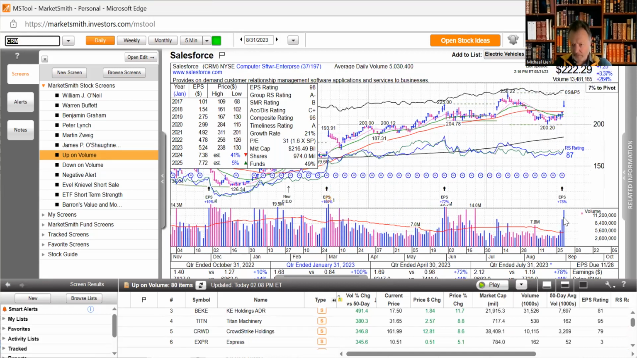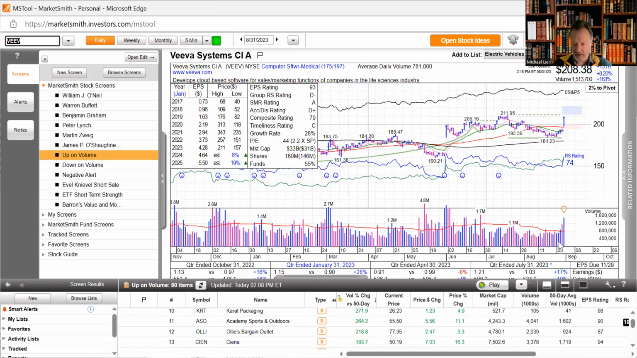It's gapping up. Earnings came in at a 78% increase, a 33% earnings surprise. And Veeva Systems, which is kind of the CRM for healthcare, their earnings came in at 17%, and we got a huge move and a lot of buying. We had a lot of buying and selling yesterday. People weren't sure what the numbers were, I guess.